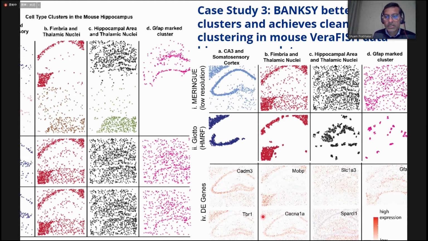And here are the markers showing that the clusters that BANKSY identifies are not random. There are specific cell type markers of each of these cell subtypes, and they are known in the literature. You can look at them in situ hybridization images as well.